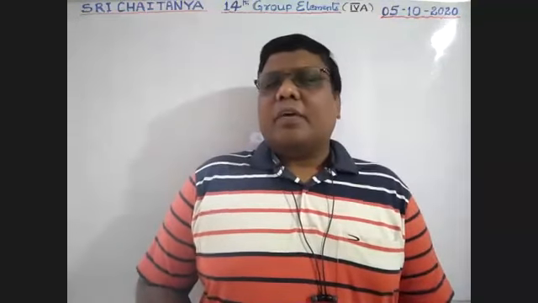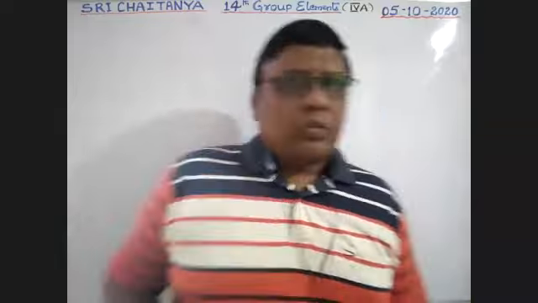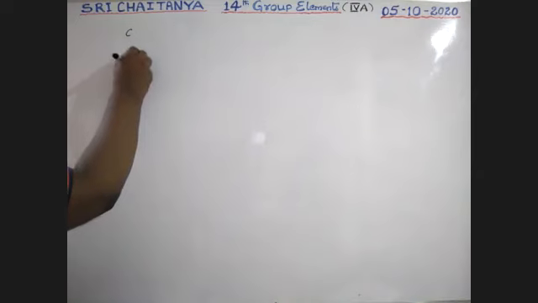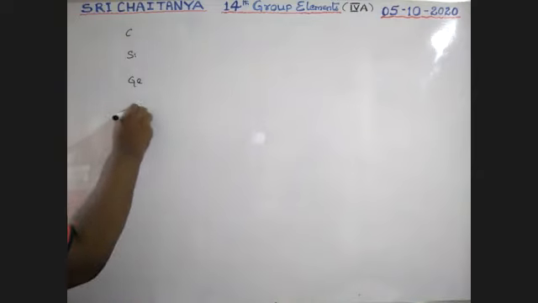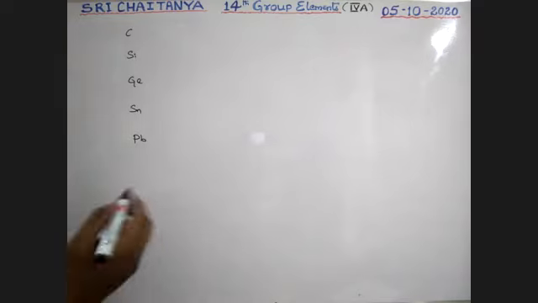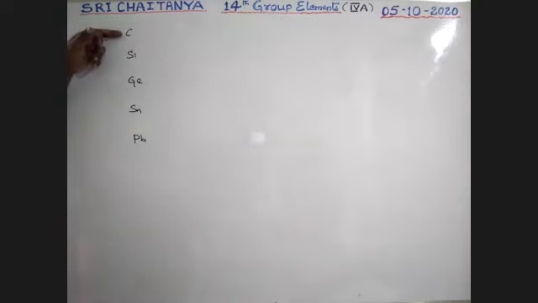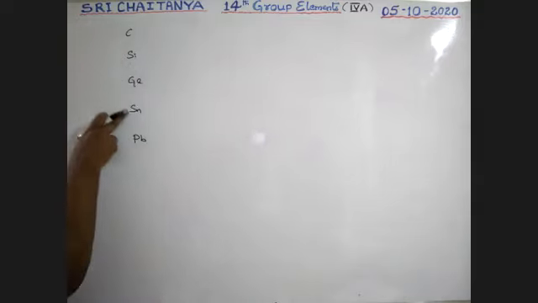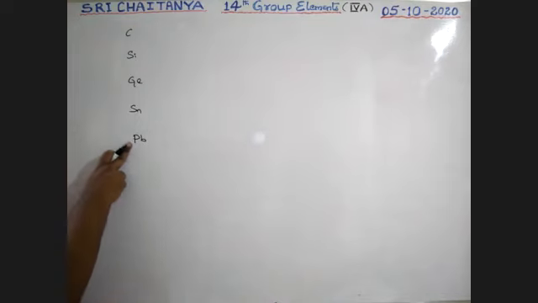Let us discuss one by one, boys. What are those elements? Carbon, silicon, germanium, tin, lead. These are the 5 elements which are in the 14th vertical column. That is why these are called the 14th group elements. The first element is carbon, that is why it is called the carbon family. Carbon, silicon, germanium, stannum, nothing but tin, plumbum, lead.